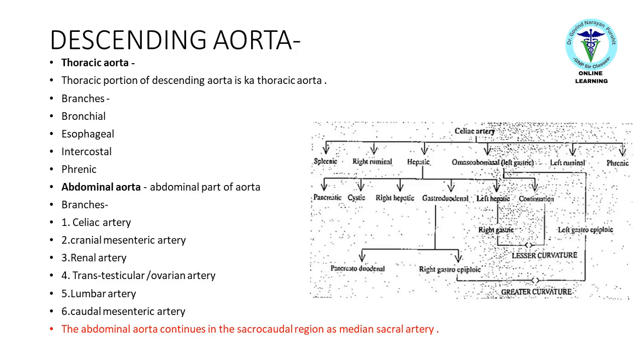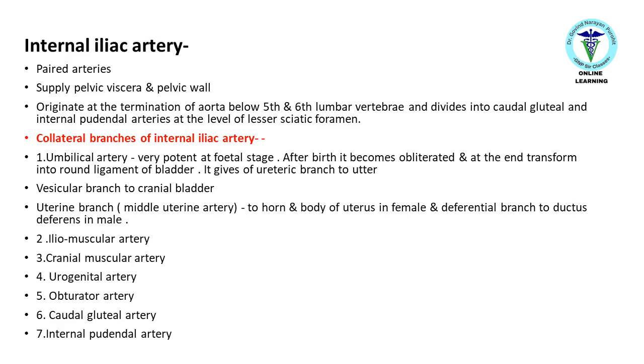It branches into several arteries, including the bronchial, esophageal, and intercostal arteries, supplying blood to various organs and tissues. The internal iliac artery supplies the pelvic viscera and pelvic wall. It branches into several arteries, including the umbilical, vesicular, and uterine arteries, providing blood to the pelvic organs.